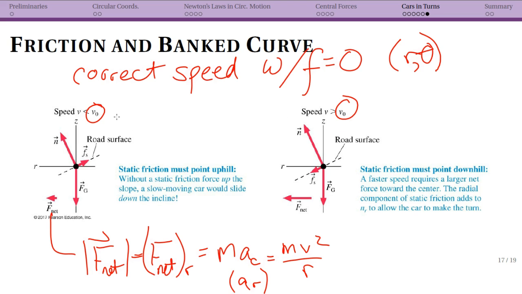play between your speed that you're going, since your F net can now vary based on the amount of static friction you have. But remember, there is a maximum amount of static friction possible. So if you think back to when we learned about friction in chapter 6, the static friction force can vary.